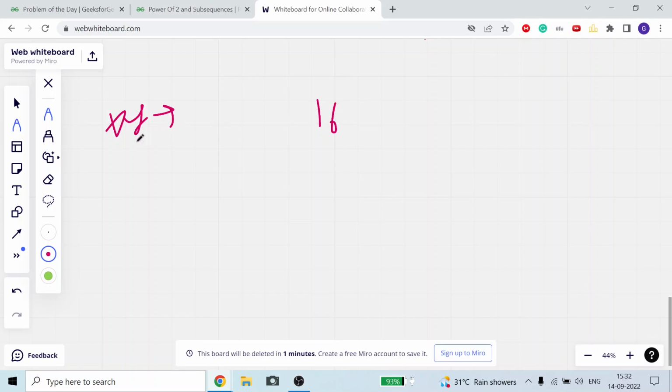Now we know x is 16, so all the powers greater than or equal to 16. After multiplying this 16 by some y, the result should be a power of 2. So it can be 16 into 1 is 16, 16 into 2 is 32. Now the next number is 64, that is a power of 2.